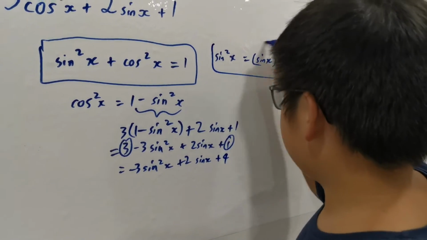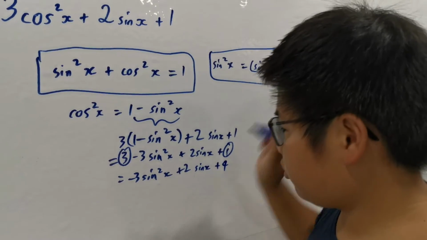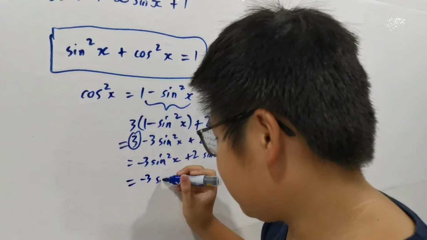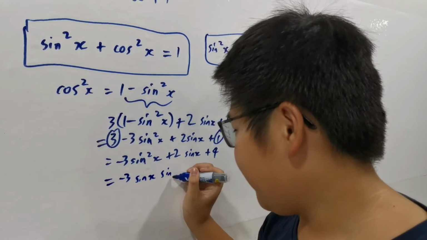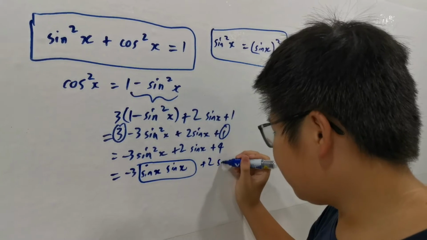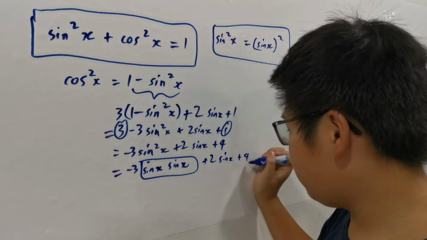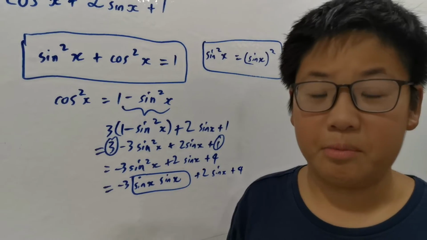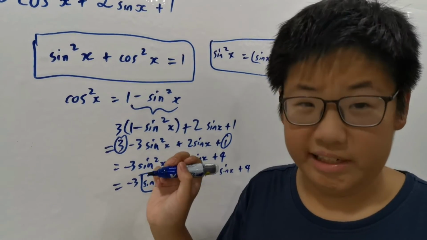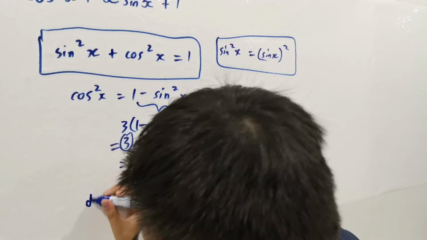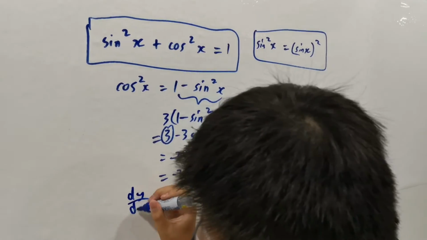Now look at this. Since it is sine x squared, this same expression can be written as minus 3 sine x squared plus 2 sine x plus 4. To find the maximum value, we need to find stationary points. And to find the stationary points, we need to find its gradient. Its gradient can be derived by using dy over dx.